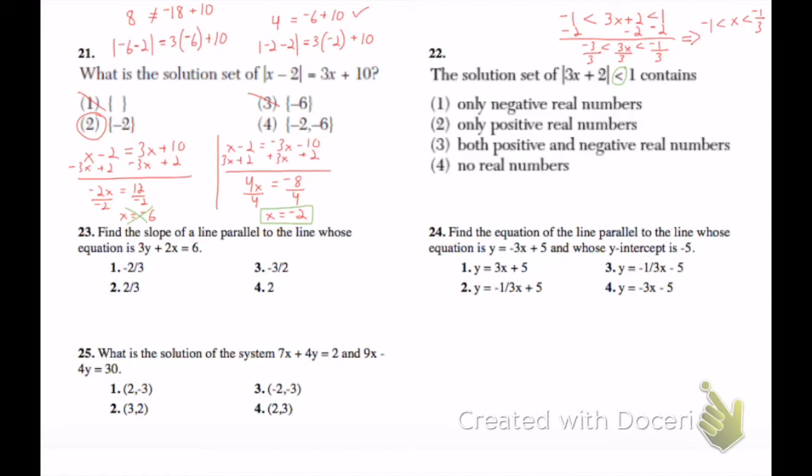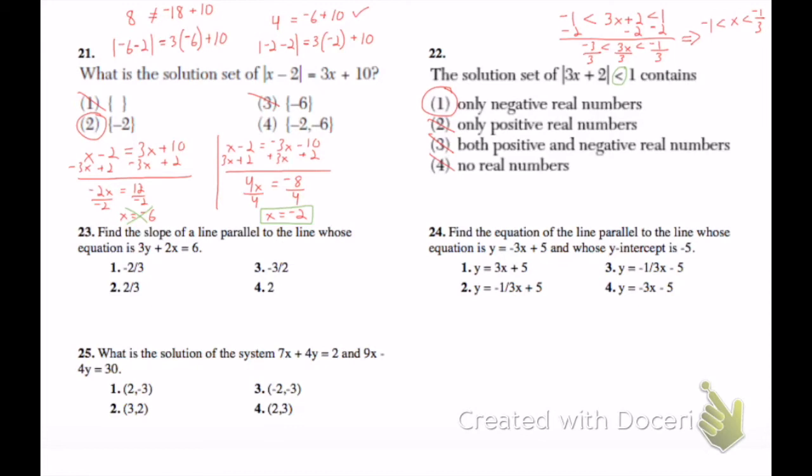Yes, it contains negative real numbers. Does it contain only positive real numbers? No, there's no positive numbers in the solution set. Both positive and negative real numbers? Nope. Doesn't contain any of those. And no real numbers? Well, we know they're real numbers, so that's out. So we can see that the only choice that works is only negative real numbers between -1 and -1/3. So the correct answer would be choice number 1.